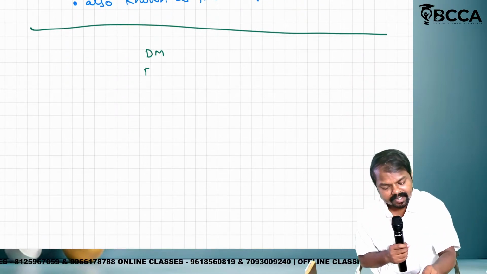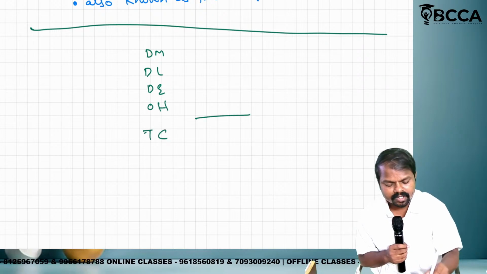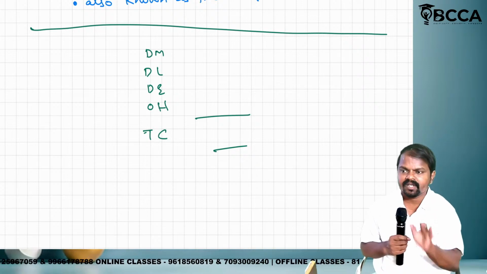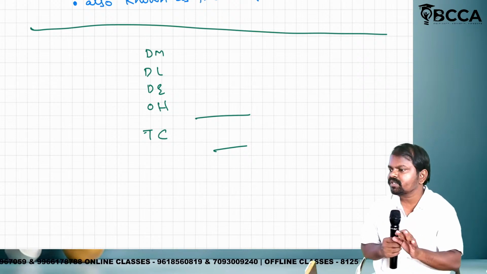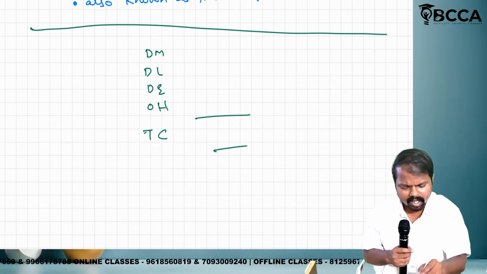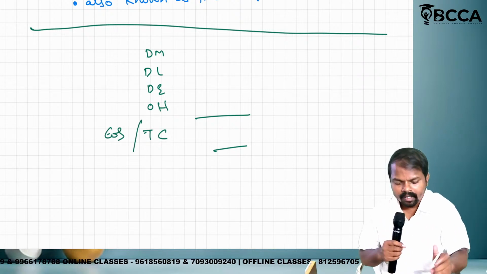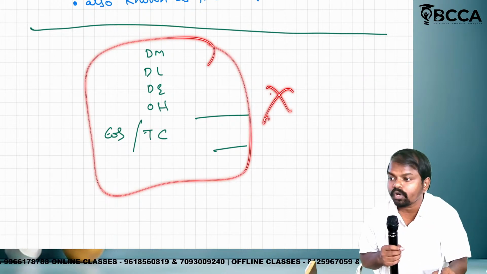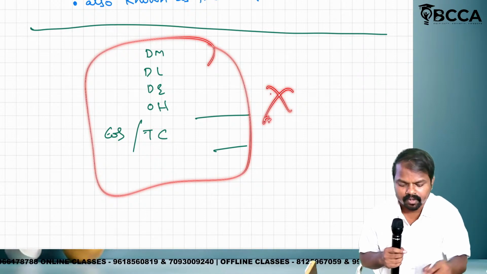DM, DL, DE, overhead. We can call it total cost. In overhead, just assume POH, AOH, SOH. Just assume opening WIP 0, closing WIP 0, opening stock of finished goods 0, closing stock of finished goods 0. Is this correct? Cost of sales over total cost, we can name it anything. Hello, good morning. Is this equation correct or wrong? Just assume opening WIP 0, don't worry. Closing WIP 0, opening stock of finished goods 0, closing stock of finished goods 0. Is this correct or wrong?